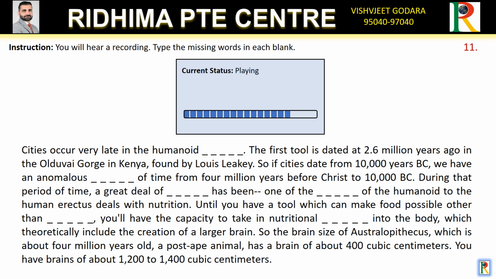So the brain size of Australopithecus, which is about 4 million years old, a post-ape animal, is about 400 cubic centimeters. You have brains of about 1,200 to 1,400 cubic centimeters.